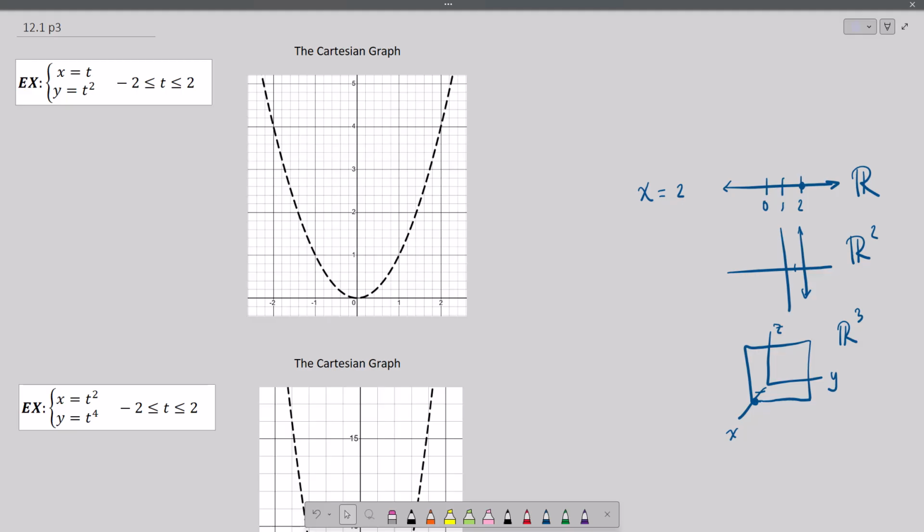If we had a surface, the first space that makes sense to talk about surfaces is in R3. So a surface in R3 is going to have an x, a y, and a z, but you would have two parameters, like an s and a t. X equals some function of s and t, y equals some function of s and t, z equals some function of s and t.